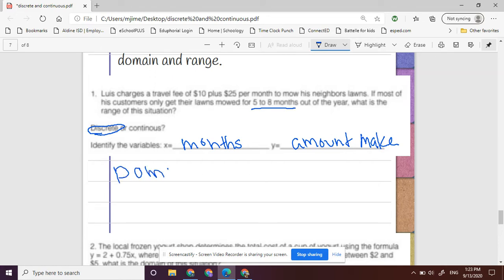Okay, the domain is going to be 5, 6, 7, and 8, because those are the months that we're going to figure out how much he makes. He charges them for 5 months, no less than 5 months. He charges them 6, 7, and 8. All right, so then let's do the range. Well, the range is his cost. So if he's going to do 5 months, let me write it up here. We do 10 plus 25 times 5.